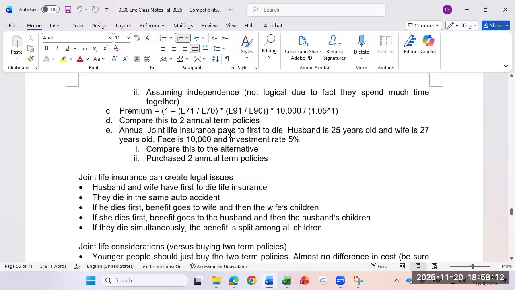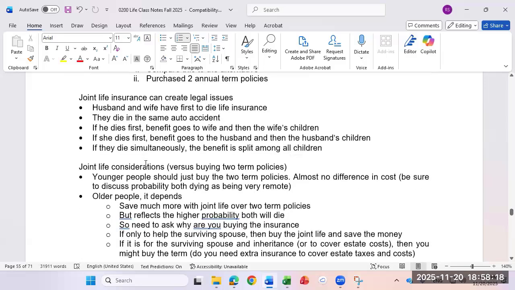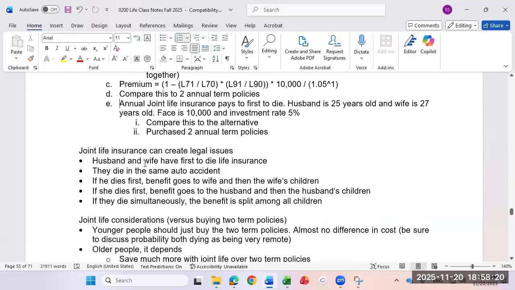All right, so annual joint life pays at the first to die. And when does it make sense? It makes sense when there's a significant probability they both could die at the same time. When that's the case, the joint life can save you some money. Otherwise, just buy the two term policies.